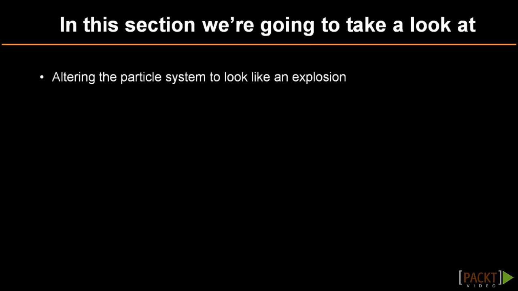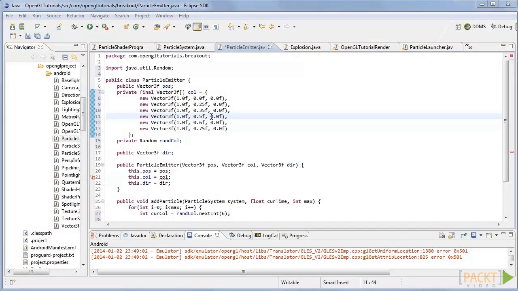Hello everyone, this lesson is called Customizing the Particles, and in this lesson we'll be altering our current particle system to look more like an explosion. Our first change will be to alter the colour so that they vary between red, yellow and orange.